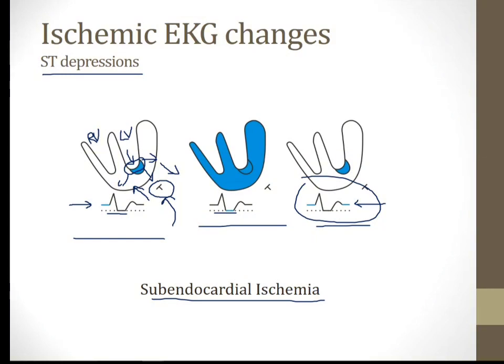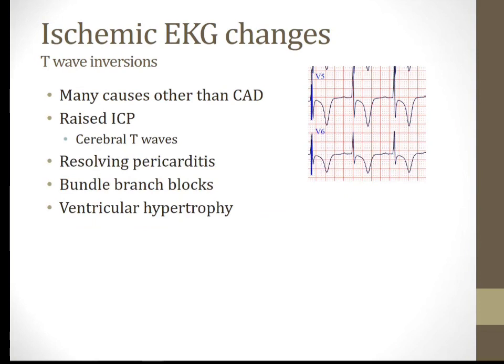Another EKG change you can see in subendocardial ischemia is a T-wave inversion. This is shown on the ECG on the drawing on the right side of the screen. Note that the T-waves are upside down. There is also evidence of ST segment depression here. This is the baseline, and this is the depressed ST segment.